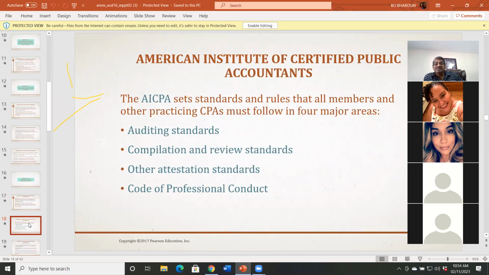The AICPA sets standards and rules that all members and other practicing CPAs must follow in 4 major areas: auditing standards, compilation and review standards. We talk about compilations and reviews in chapter 25, which is probably about 2 weeks from today. And other attestation standards, we'll talk about that also in chapter 25. They also established the Code of Professional Conduct, which we'll talk about in chapter 4. How should CPAs conduct themselves? What is acceptable, appropriate conduct from a CPA?